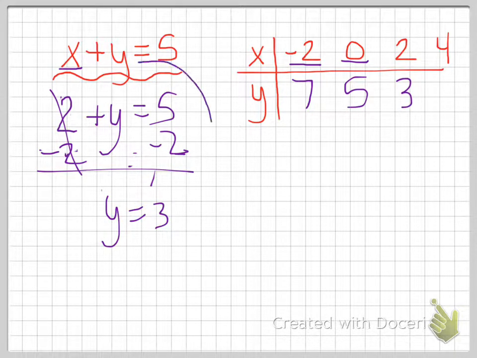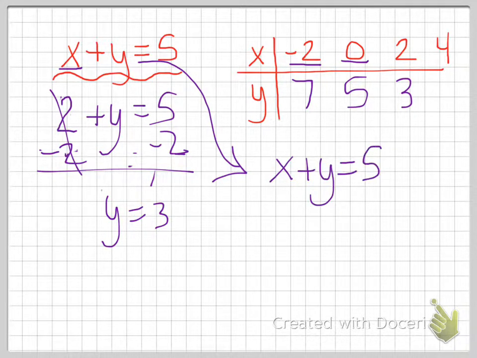Now, some people think it's easier, especially if it's a harder problem. Like if I have x plus y equals 5, the reason why some people like to solve for y is watch how easy this becomes. So minus x and minus x.